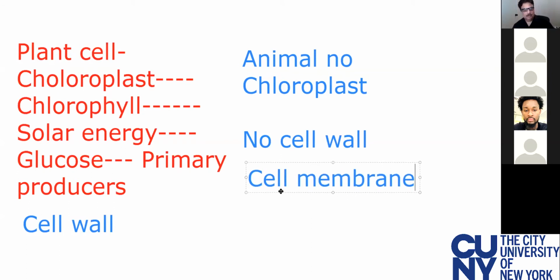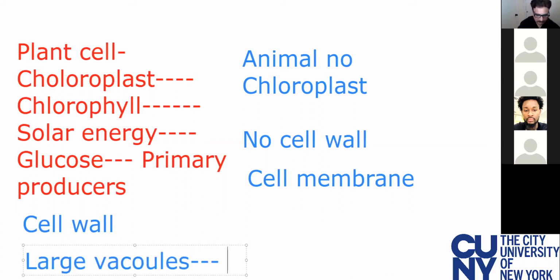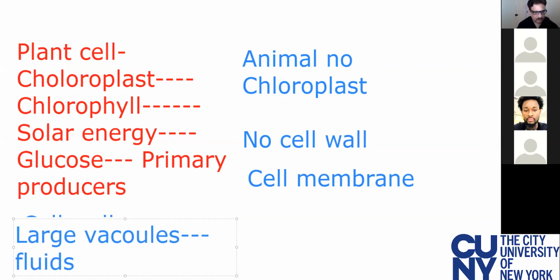Also, plant leaves are in direct touch with the environment. If it is very hot in deep summertime, plants also lose water and get dehydrated. To overcome dehydration and maintain the osmolarity or turgidity of cells, plants have very large vacuoles. These vacuoles contain fluids that protect the plant during excessive heat. So plants have large vacuoles.